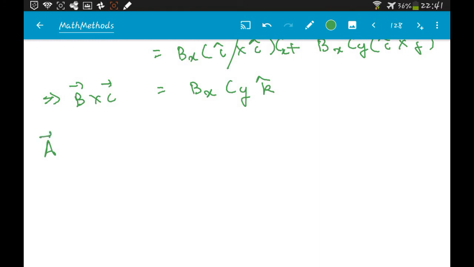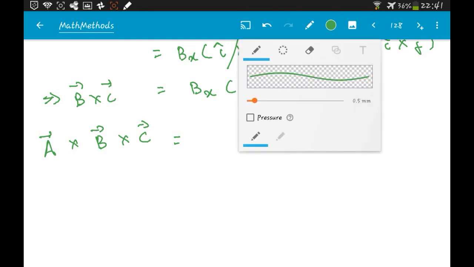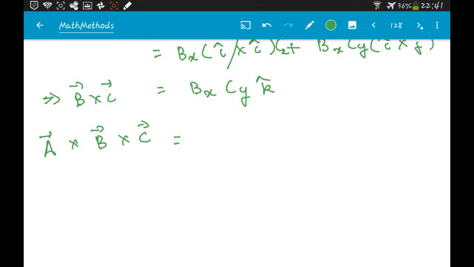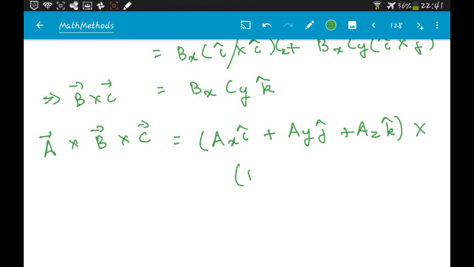Now we have to do A cross B cross C. We should not change the order. In vectors, the order is very important. So we have to do AX I plus AY J plus AZ K crossed with BX CY K.